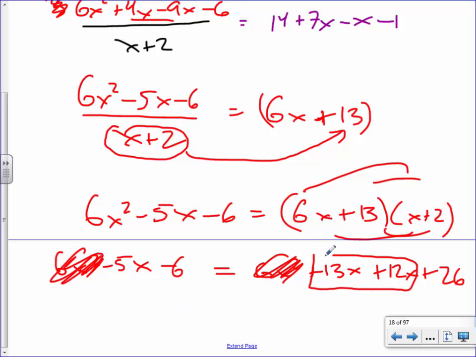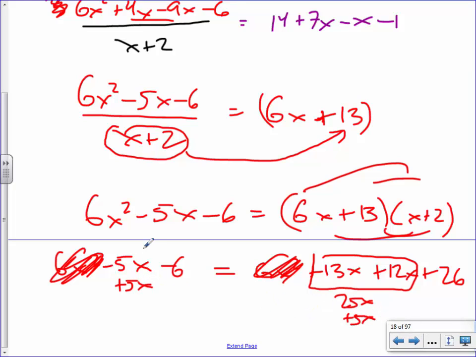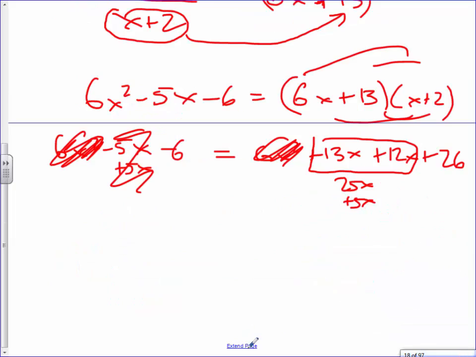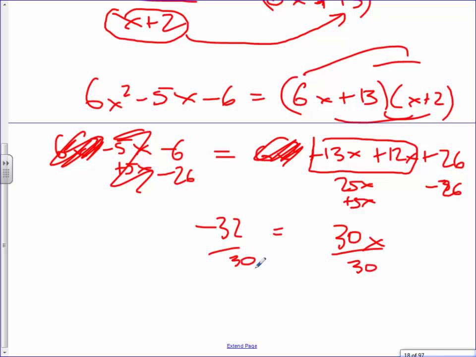Right over here, that's 25x. And I'm going to add 5x this way here. Get rid of that little mess. So I should have 30x's on that side there. If I subtract the 26 off of this side over here, you should have negative 32. X is minus 32 over 30.